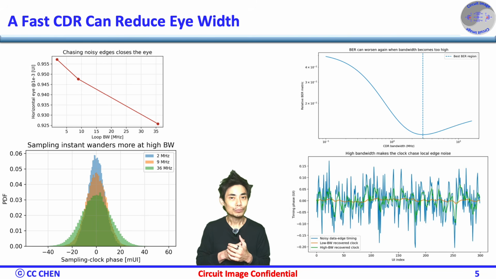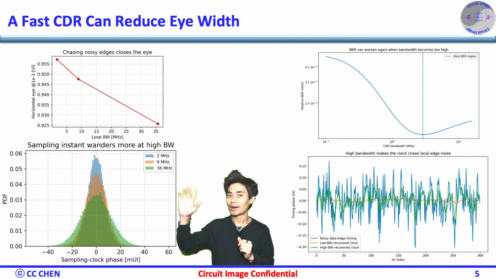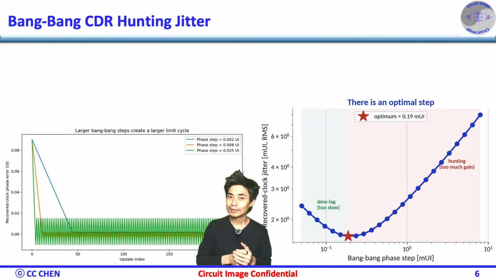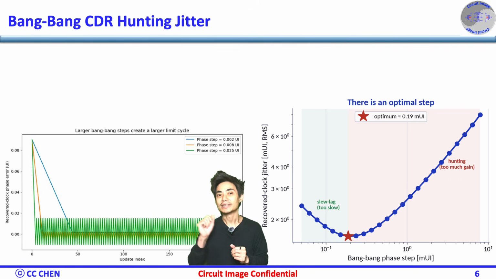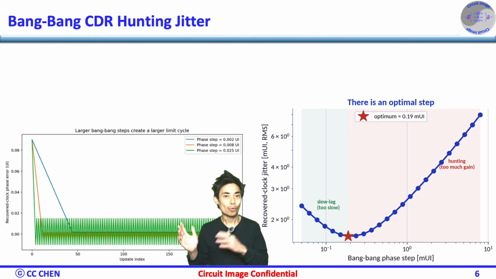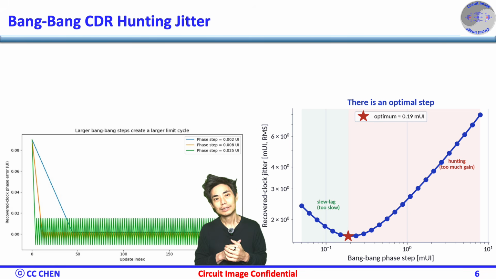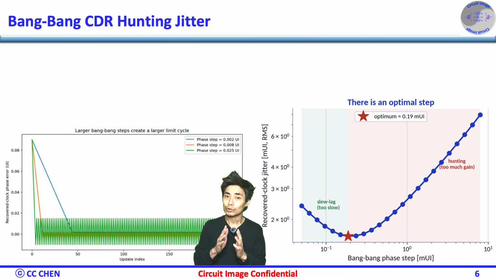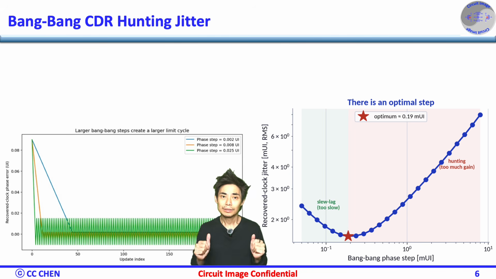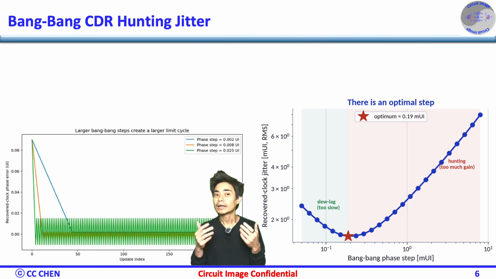Then what could be worse than that? Think about the binary image for 5 seconds. Right. Now let's talk about bang-bang CDR. A bang-bang phase detector only says early or late. It does not tell the exact size of the phase error. Because of this binary decision, even in lock, the loop does not settle perfectly still. It tends to dither around the correct sampling point. This is the limit cycle behavior, or hunting.